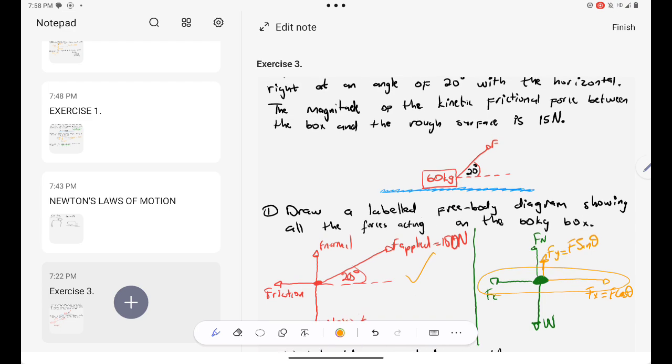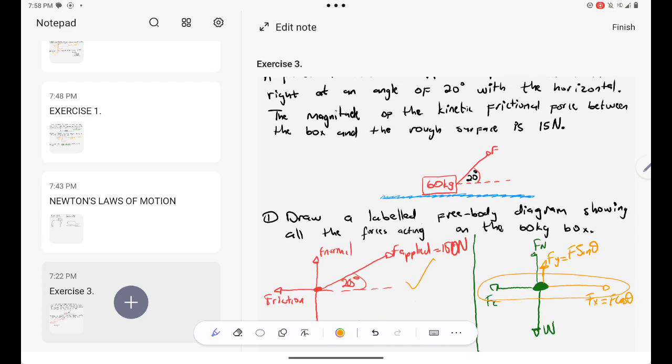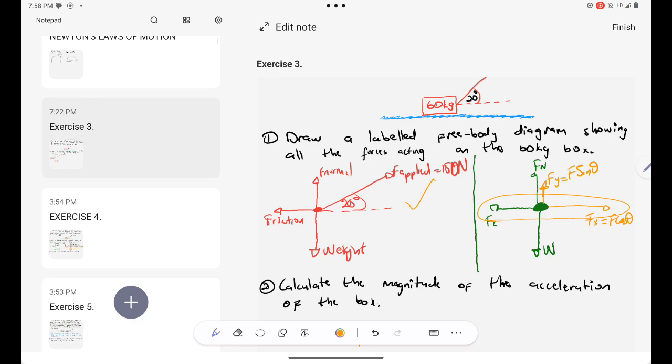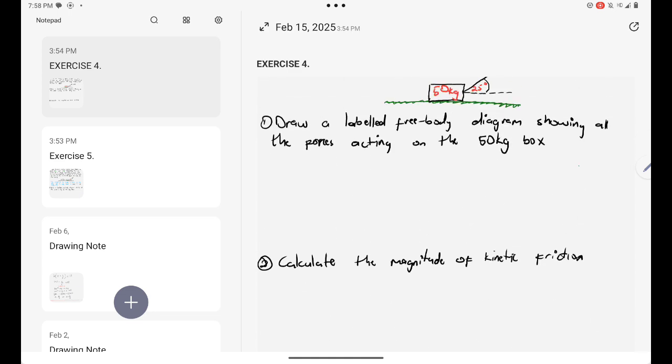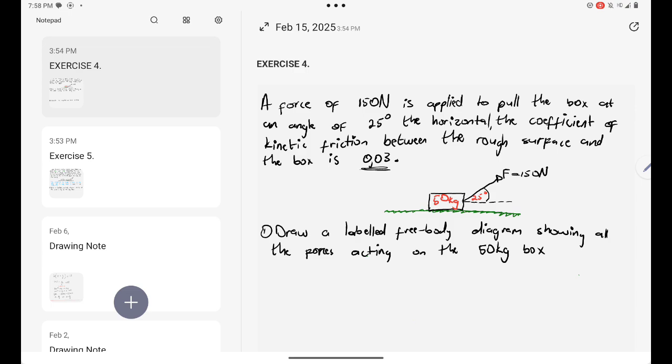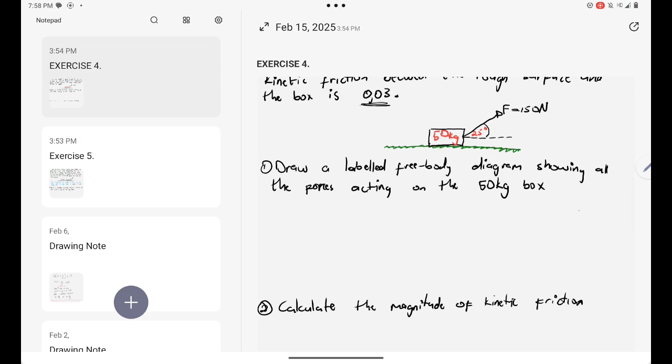This question was very important because I wanted to show you how to deal with forces which are applied at an angle. On exercise number 4, I want to show you how to calculate a frictional force whenever you are given applied force at an angle. It's very, very important. Okay, we are told that a force of 150 newtons is applied to pull a box at an angle of 25 degrees to the horizontal. The coefficient of kinetic friction between the rough surface and the box is 0.03. Draw a labeled free body diagram showing all the forces acting on the 50 kg box.